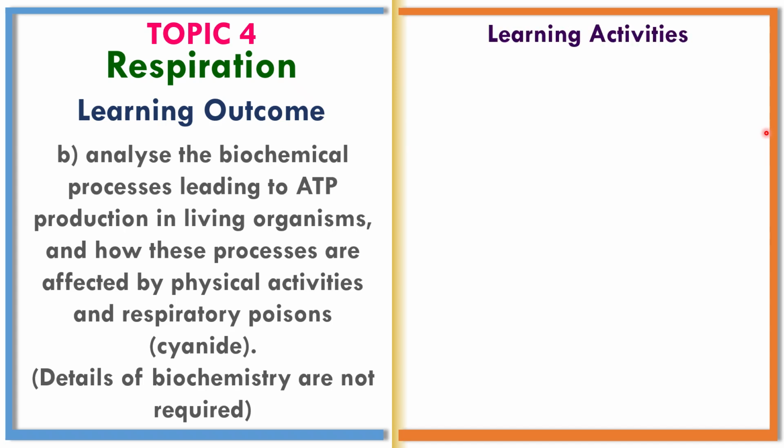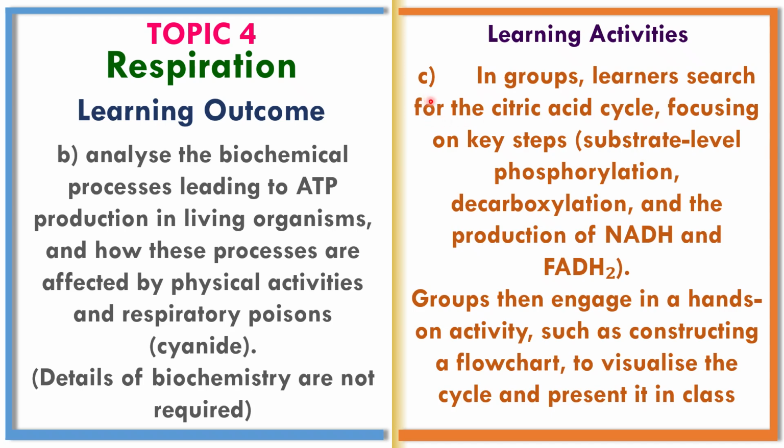We have the learning activity C. In groups, learners search for the citric acid cycle, focusing on key steps: substrate level phosphorylation, decarboxylation, and the production of NADH and FADH₂. Groups then engage in a hands-on activity such as constructing a flowchart to visualize the cycle and present it in class.